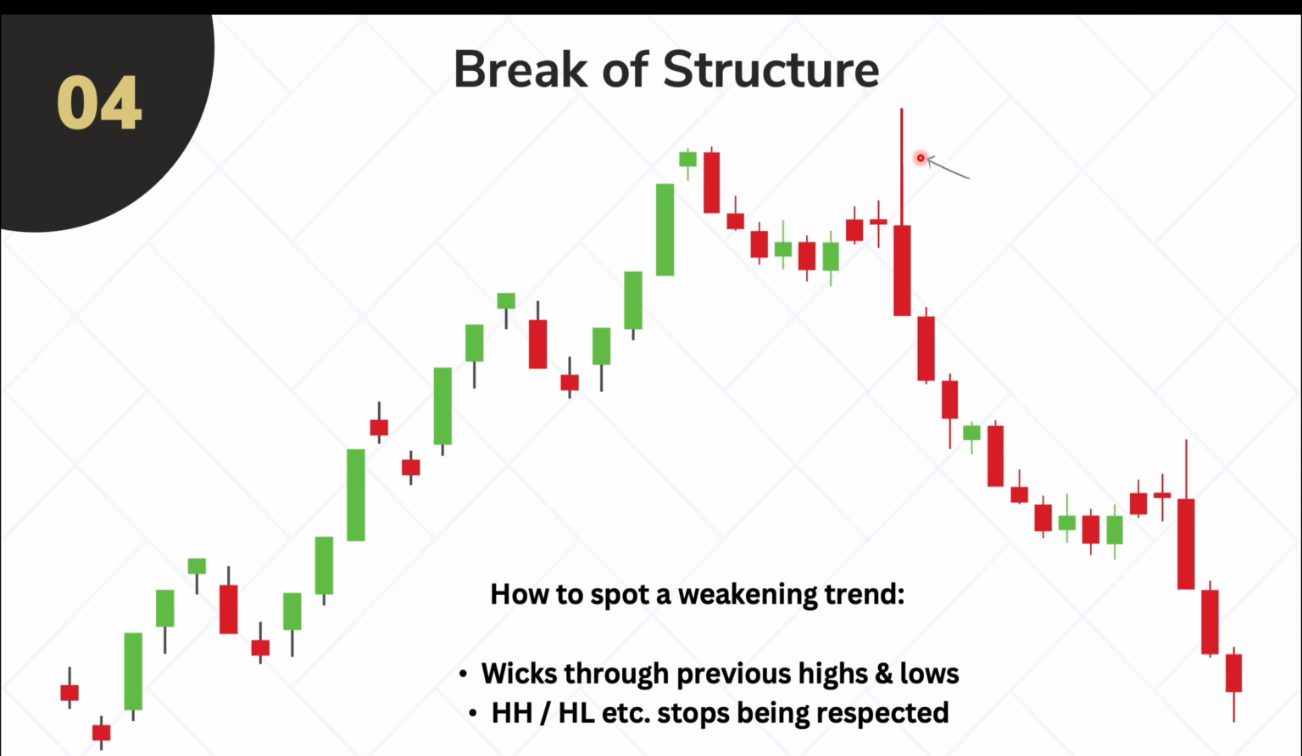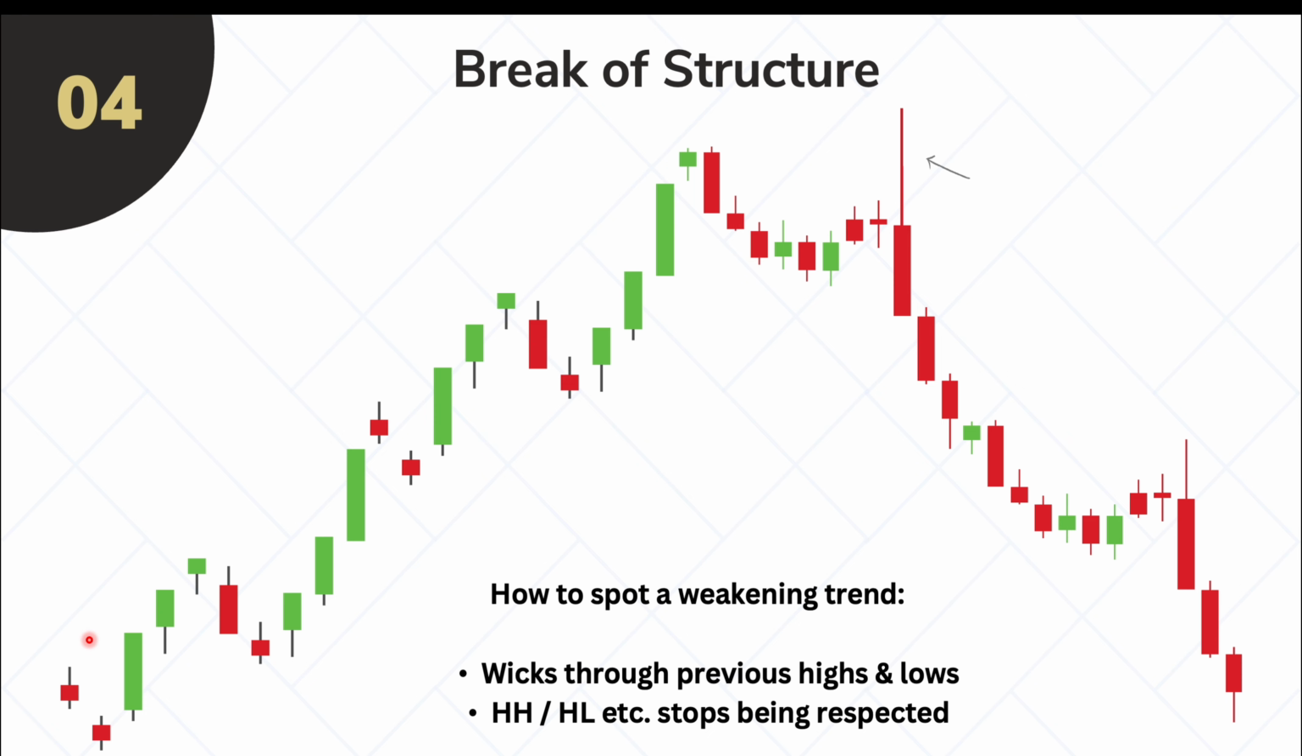Then let's talk about a break of structure. When you're going from an uptrend to a downtrend, how can you spot in this piece of price action that we're probably going from higher highs and higher lows towards lower highs and lower lows? So here are two pointers you can use to predict this. The first one: wicks go through previous highs and lows.